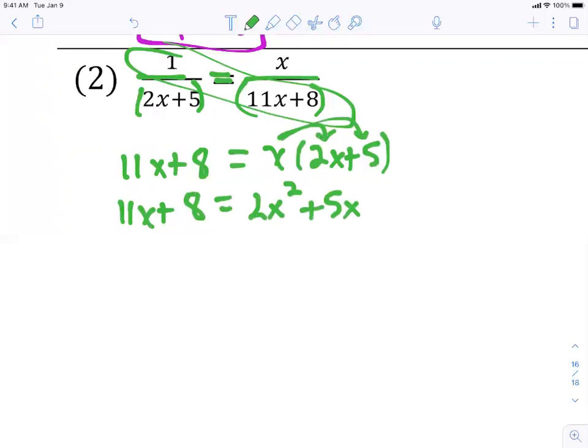Now to finish solving, since I have a squared in here, that lets me know that we're going to go ahead and factor this. So I'm going to move everything over to be on the same side.